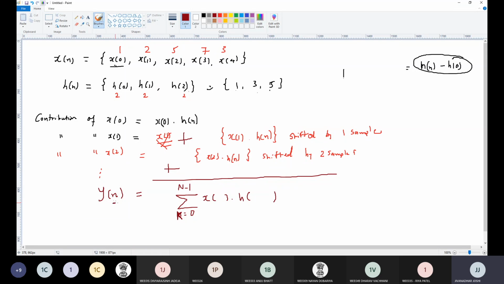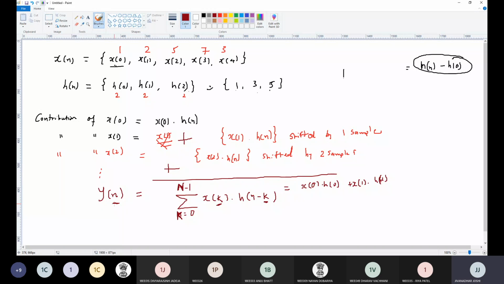So I want to find out for n equal to 0. So over here I should use k and n minus k. Now you try to release this bracket. Suppose this capital N is equal to 4. So I can release this equation as x of 0 into h of how much? k is 0 right now and n is 0 right now. So x of 0 into h of 0 plus x of 1 into h of 1, sorry. Yes, because k is 1, right? And this k is also 1. So this is h of minus 1. Do you agree with me? h of minus 1, because n is equal to 0.